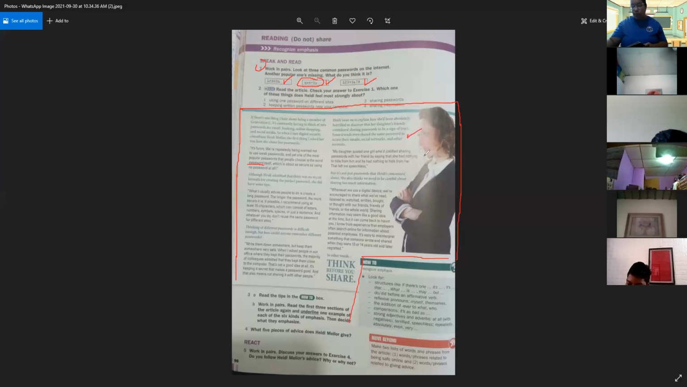Seguimos entonces en el otro lado donde dice, Hailey went on to explain how she'd been absolutely horrified to discover that her daughter's friend considered sharing passwords to be a sign of trust. Some friends even share the same password to access their emails, social networks, and other accounts. My daughter, quote, one girl who justified sharing password with her friend by saying that she had nothing to hide from him and he had nothing to hide from her. That left me speechless, ¿ok?